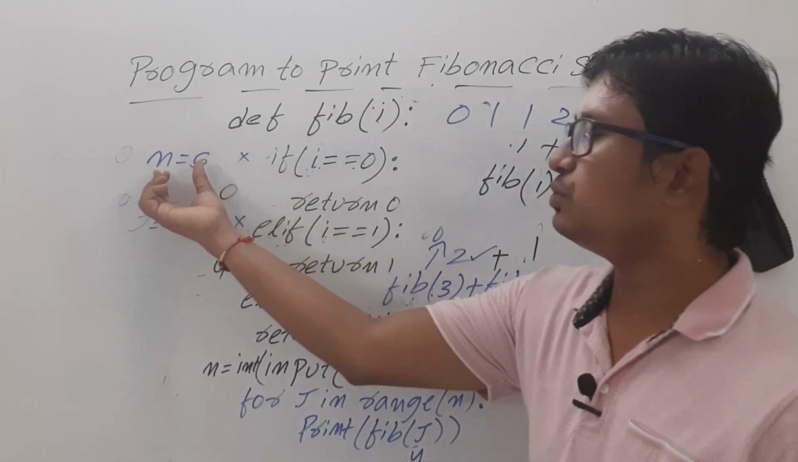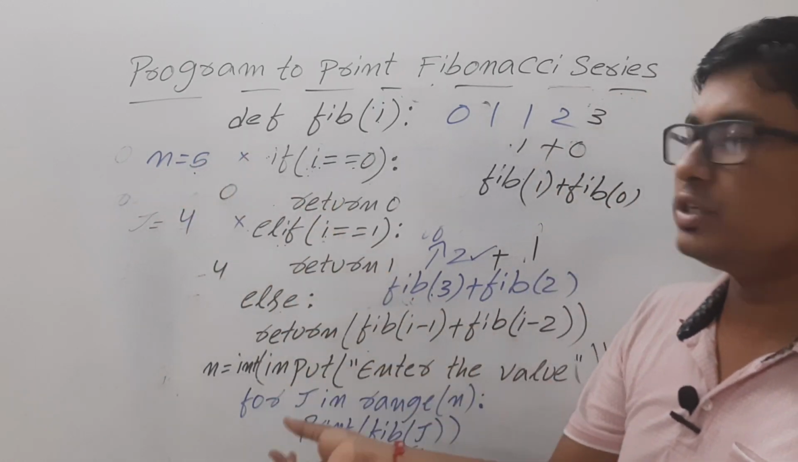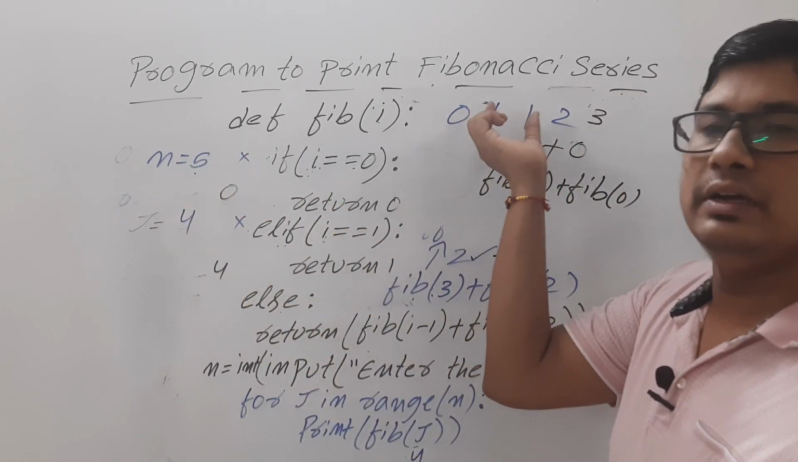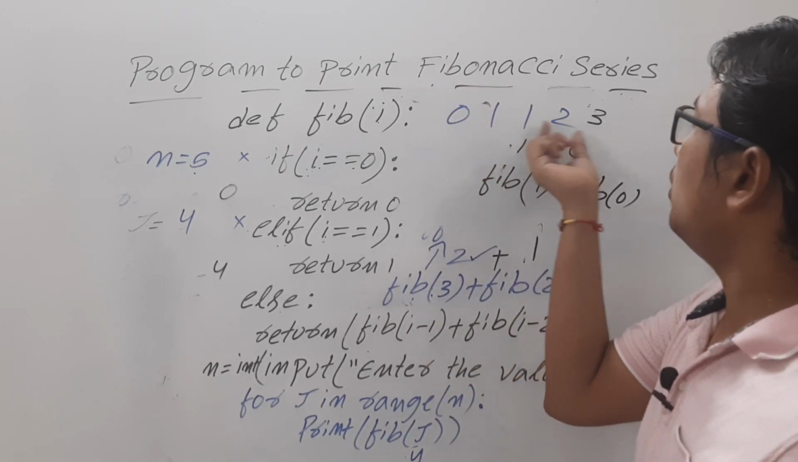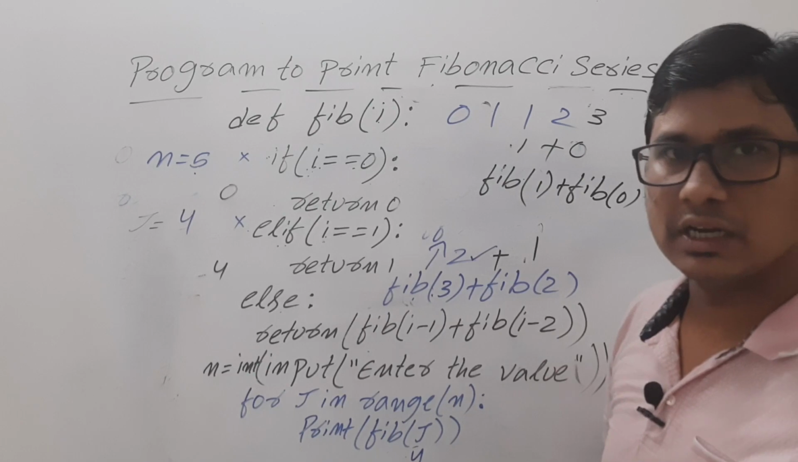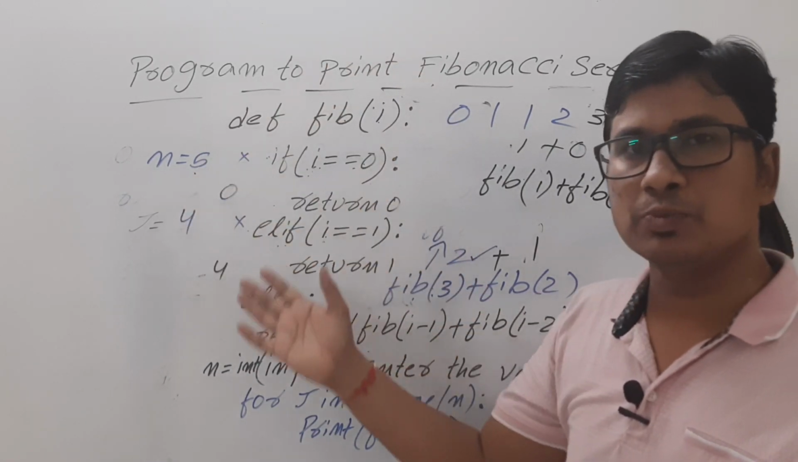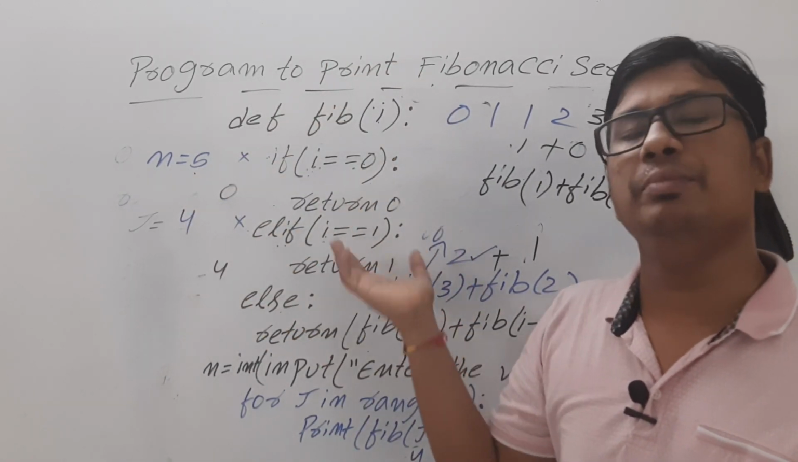So n value user has entered 5. So I want to display first 5 numbers in the Fibonacci series. So that is what I got: 0, 1, 1, 2, 3. Are you able to understand it or not? Now let me execute this program in the Jupyter notebook for better understanding.